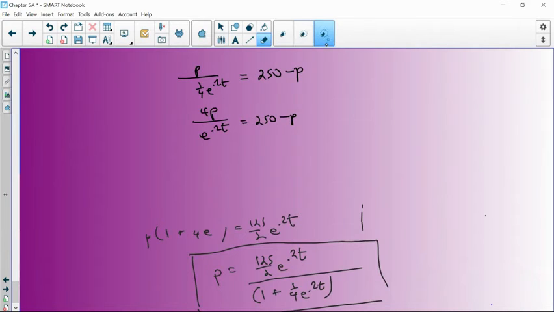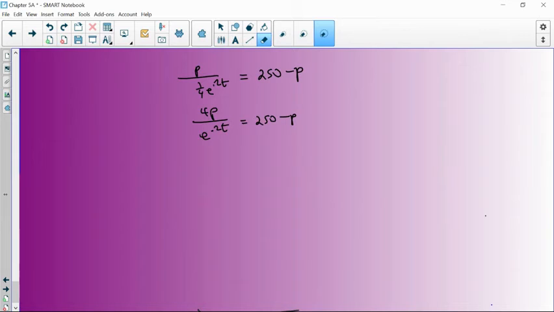Oops, that's from another class period. Sorry about that. So I'll erase that. There we go. So let's do that. So this becomes 4p times e to the negative 0.2t is equal to 250 minus our p value.